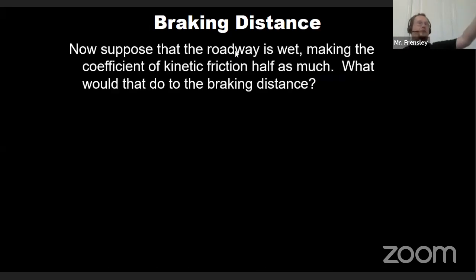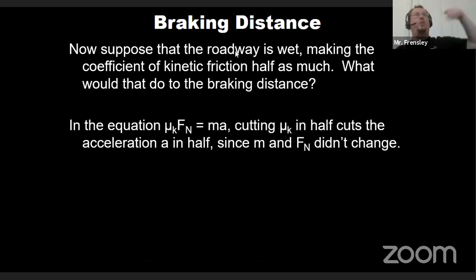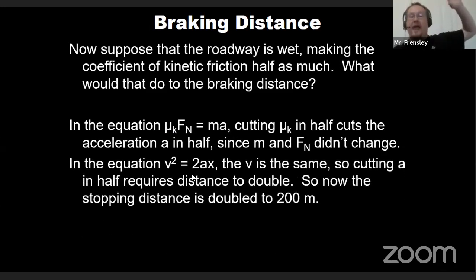Okay, now suppose that we have half as much coefficient of friction. Well, listen to my logic, if we have half as much coefficient of friction, then that's going to cut the acceleration in half because normal and m stay the same. Half the mu k, half the acceleration. Now in this equation, the v is the same.